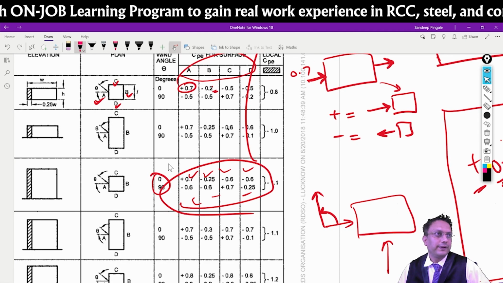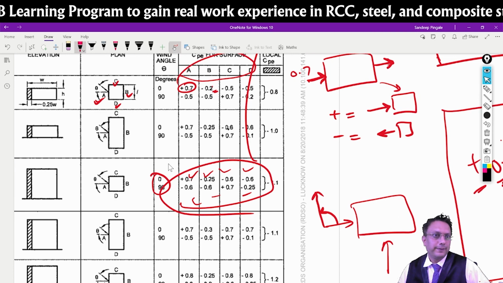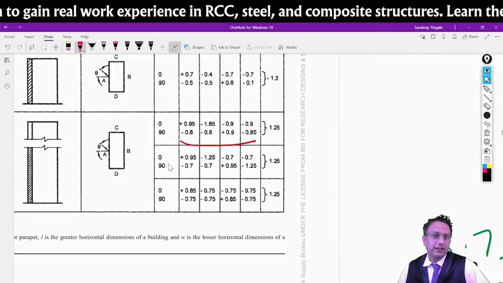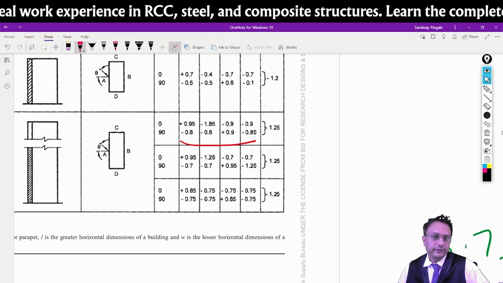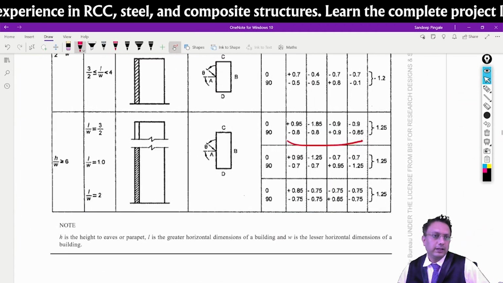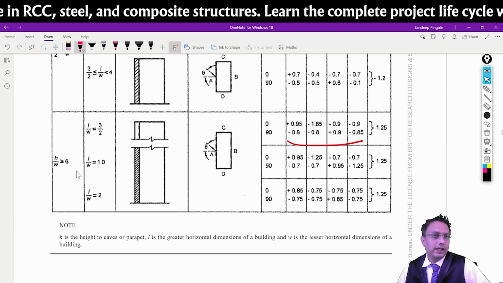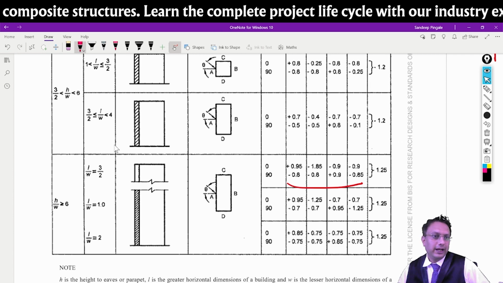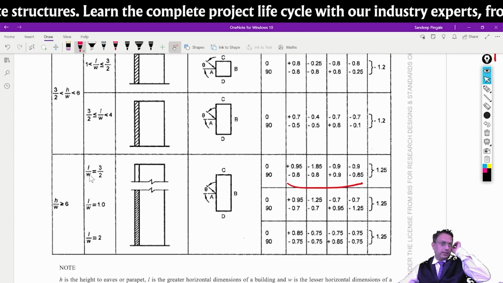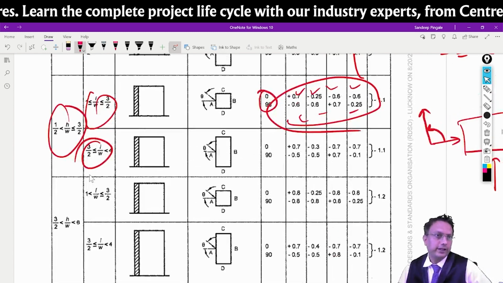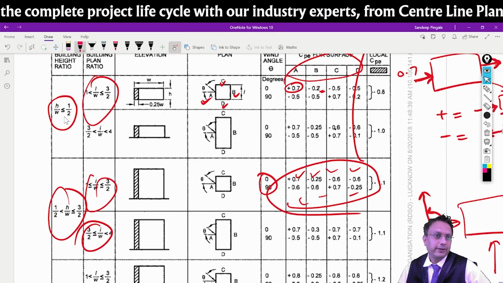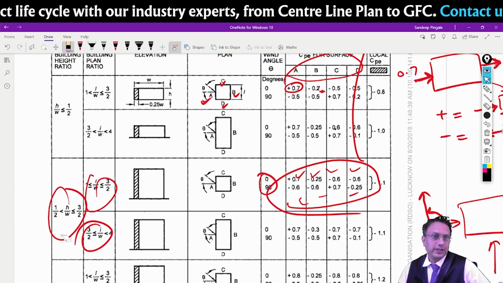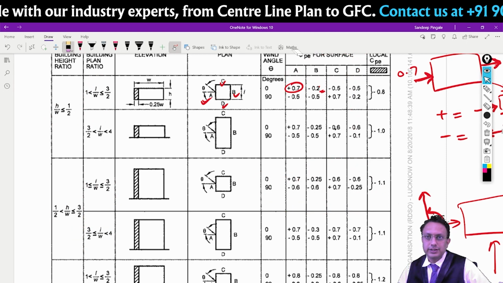Here, maximum is 4 only. So you have to take the maximum value. L upon W is how much? 10. And H upon W? 0.8. So where is the 0.8? Second one. So I'll just remove the other areas so that you'll get certain things.